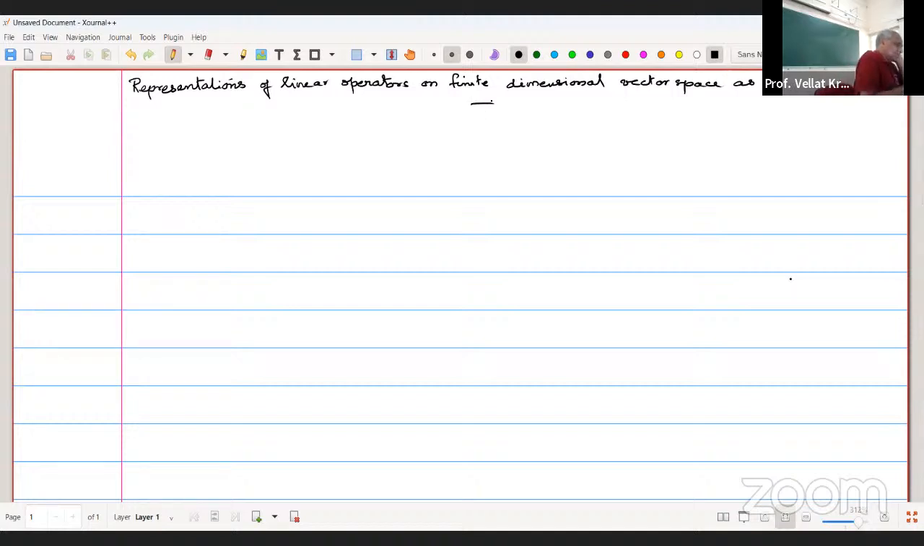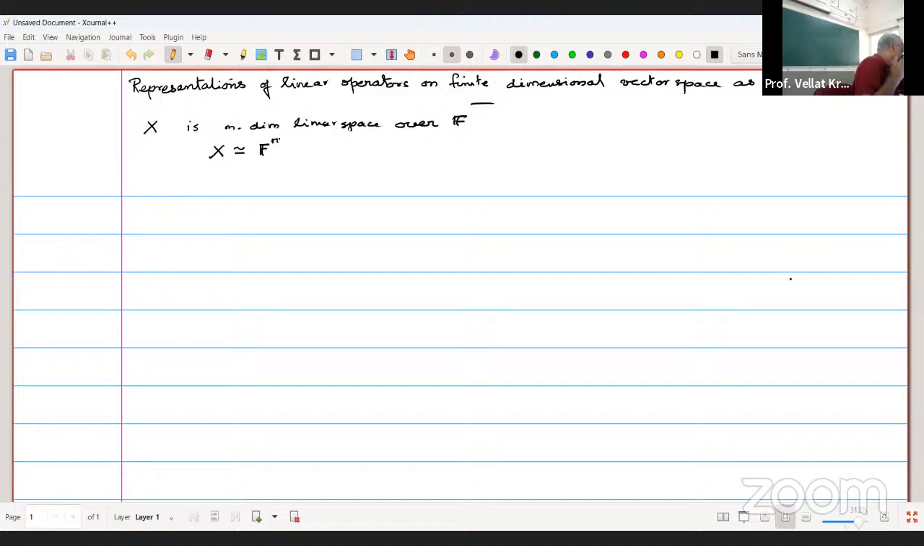So let us fix the notation. X is an n-dimensional linear space over a field F. Now, what we have seen or what we have proved is that X can be made isomorphic to a copy of Fn.